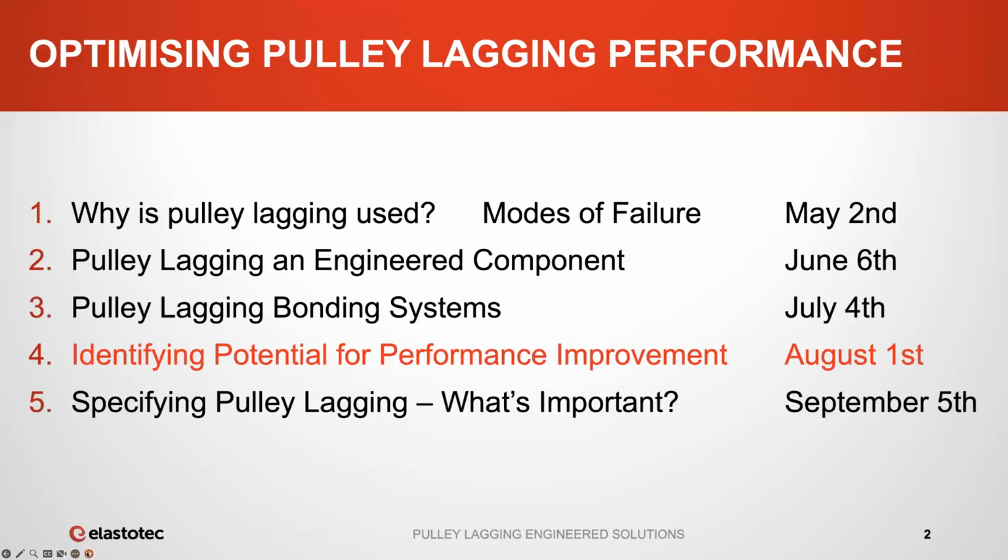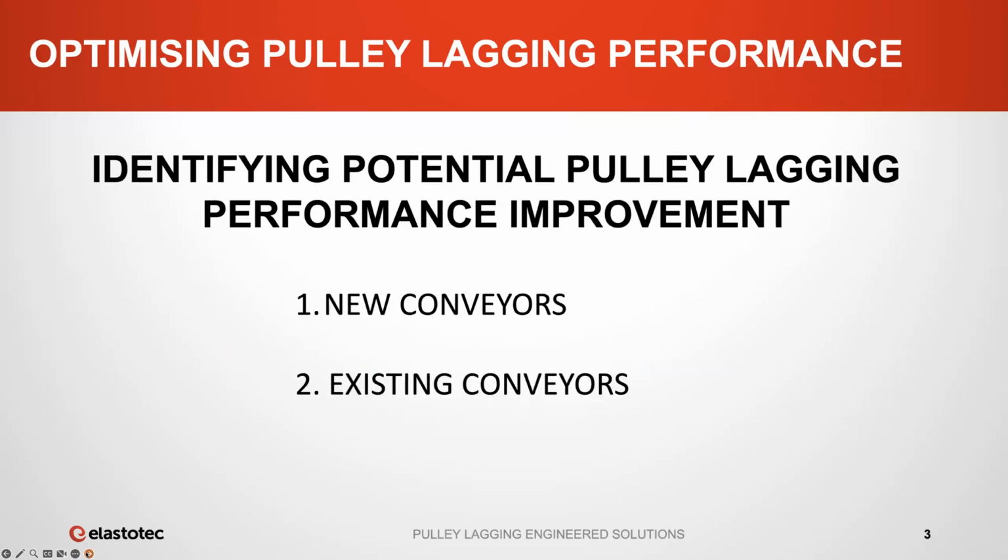Today's topic is identifying potential for performance improvement. And in today's session, we'll look at ways of identifying opportunities for improved lagging performance on both new conveyors during the design stage and also on existing conveyors. By improved performance, I'm referring to improving the performance of the pulley lagging and conveyor belt interaction.